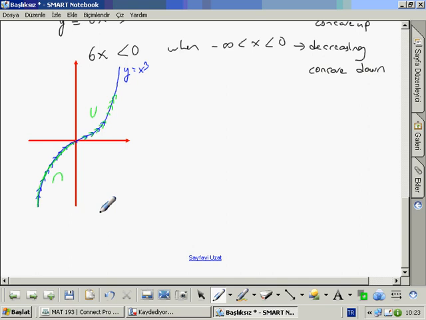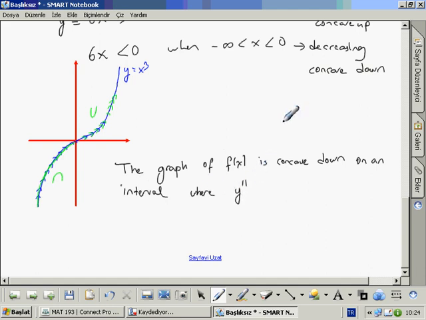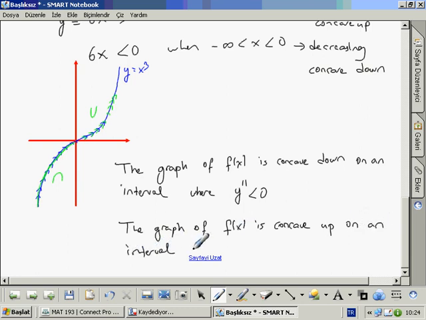So let me write it again, to understand it. The graph of f of x is concave down, as you see, on an interval where y double prime is less than 0, and the graph of f of x is concave up on an interval where y double prime is larger than 0.